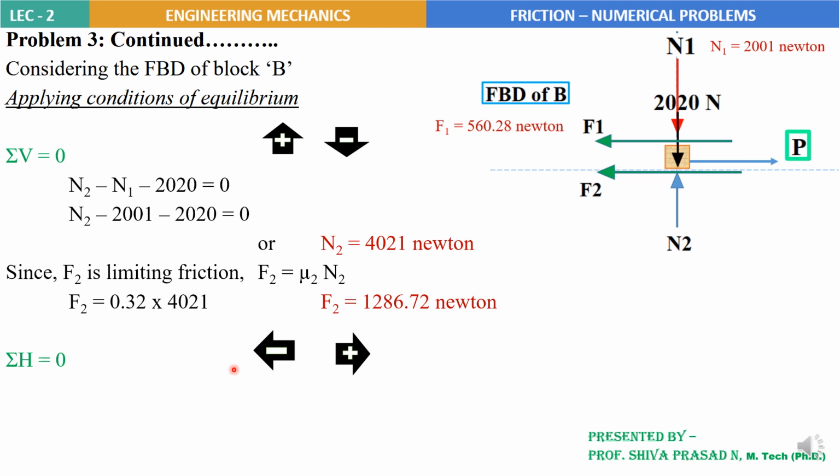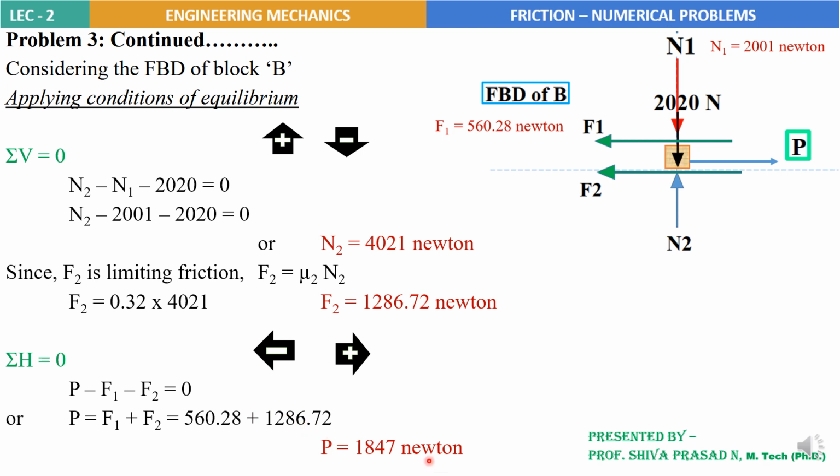Left side forces negative, right side forces positive. So we write the equation. Which are all the forces? P is the right side force positive, and minus F1 minus F2 are the left side forces. Substitute the value of F1 and F2 in this equation to get the value of P, which works out to be 1847 Newton. So for P acting horizontally, this is the answer we have found.